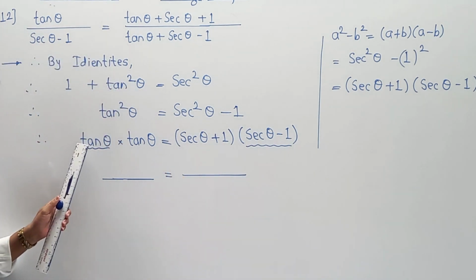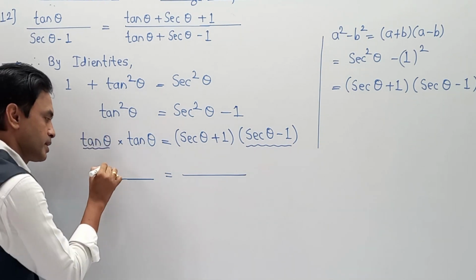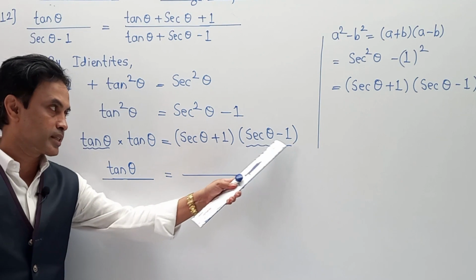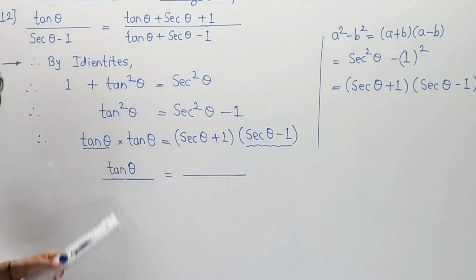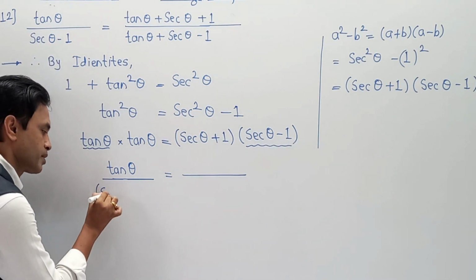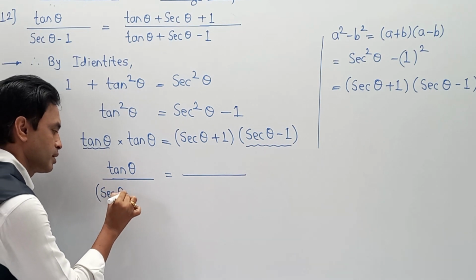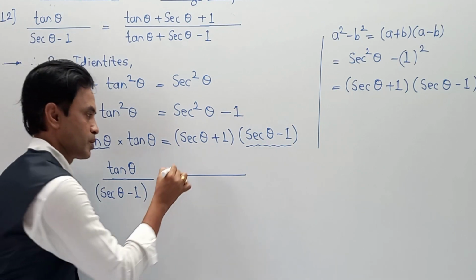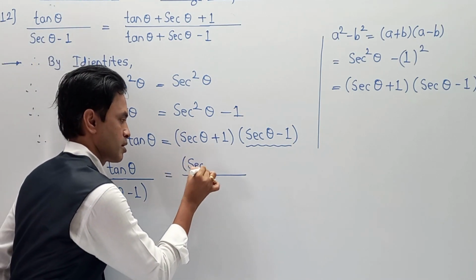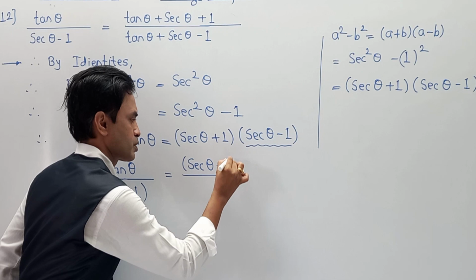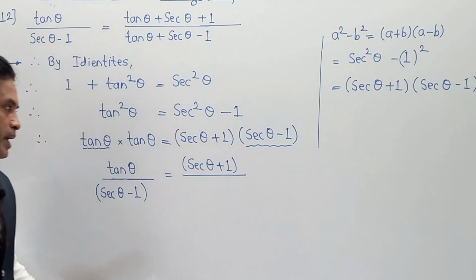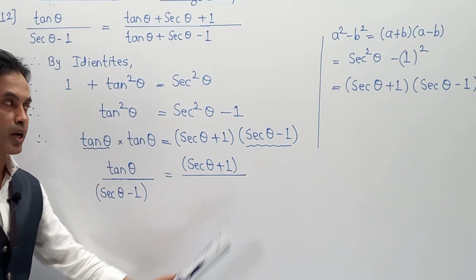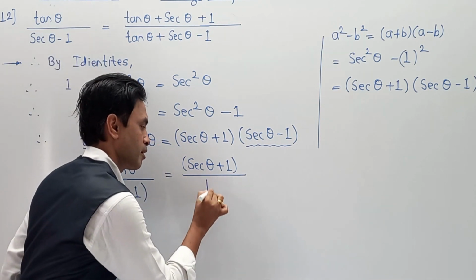Now remember, here I am keeping 1 tan theta as it is. This tan theta is as usual. So tan theta. And I am shifting this sec theta minus 1 from RHS to LHS, so it becomes sec theta minus 1. Now this sec theta plus 1 is over here. Sec theta plus 1 over here. And this multiplied by tan theta, which is at LHS, shifted to RHS, becomes divided by.